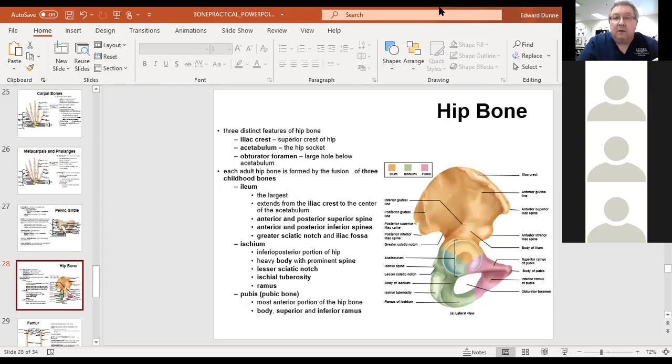Now, the ischium is the back of the bone. It's the posterior portion of the hip bone. And it has an important section known as the ischial tuberosity. That's this section right here. What do we do with our ischial tuberosity? What are we doing with it right now? What do you guys think? Sitting. That's exactly right. We sit on our ischial tuberosity. It's your butt bone. So the ischium portion of the hip bone is the posterior portion. It's a little bit rough here.